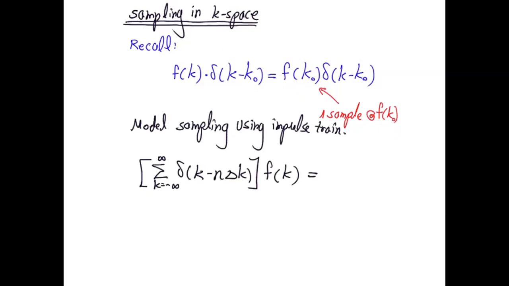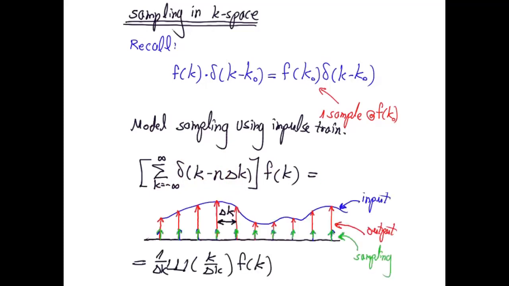So we're going to model the operation of sampling through an impulse train. Now I'm going to take an impulse train, an infinite set of impulses. We're going to ignore the fact that we have finite support. We're just going to sample the entire frequency domain at a spacing of delta k. So these impulses are separated by delta k, and there is an infinite number of them. And we're going to multiply our function by it.